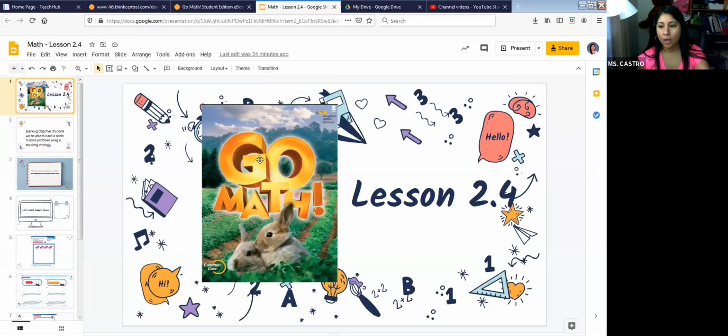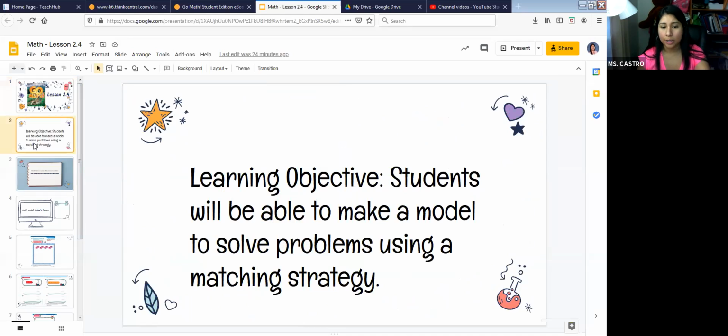So today in math, we are working on lesson 2.4. That's chapter 2, the fourth lesson. Today, boys and girls, we're going to be able to make a model to solve problems using a matching strategy. So we're still working on learning how to match an object from one set to another set to see which one is greater and which one's less, okay?